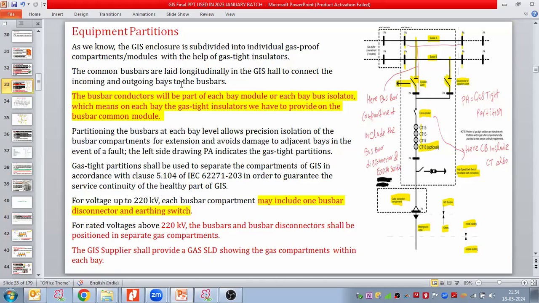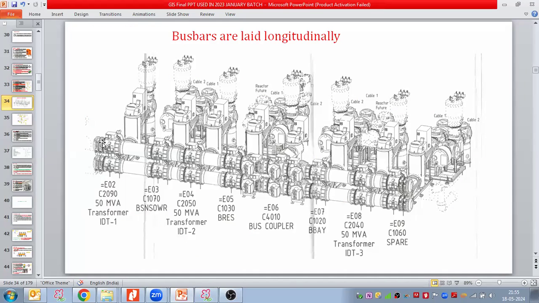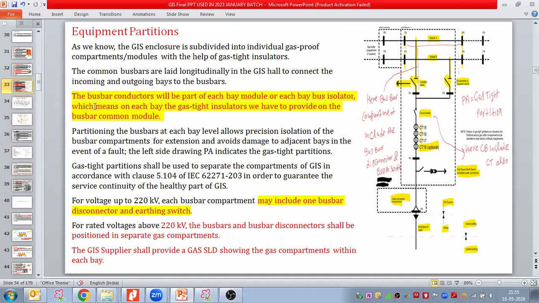Second point, the common bus bar. The bus bar is laid and installed longitudinally in the GIS hall to connect the incoming and outgoing bays to the bus bar. This is an example of a GIS hall. Here we install the common bus bars so that all the incoming and outgoing bays can easily connect with this bus bar. The bus bar conductors will be part of each bay. Here we are discussing the compartmentalization practice, how we divide each enclosure, and the concept for dividing the GIS enclosure. So the bus bar conductor will be part of each bay module, or each bay bus isolator.